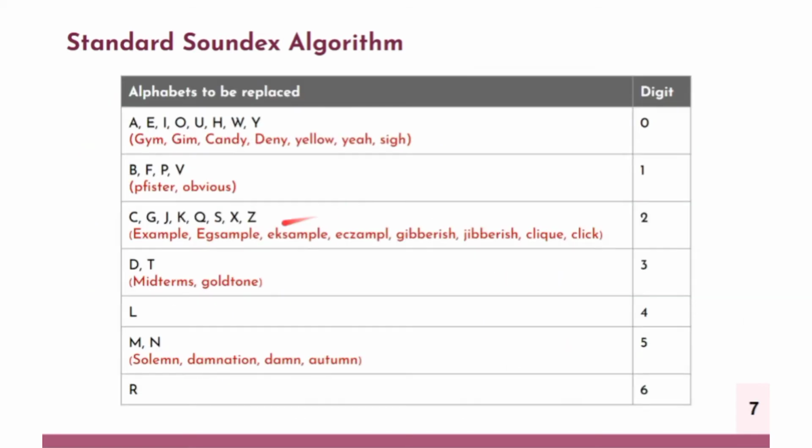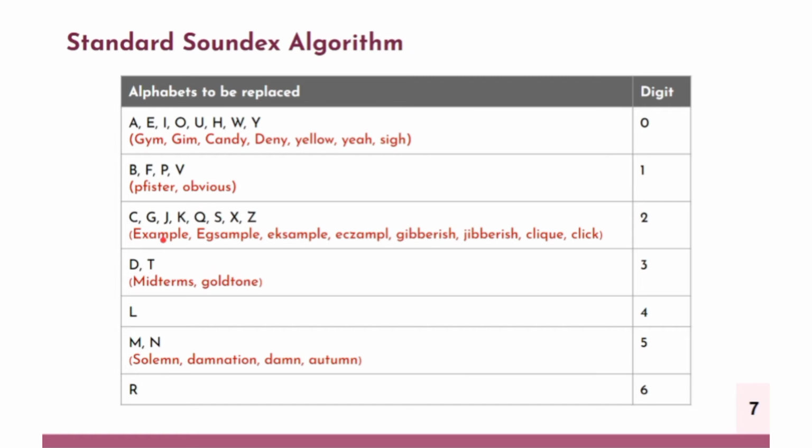Here I give you a few examples. Let's consider this category which consists of C, G, J, K, Q, S, X, Z, the gutturals and sibilants. If we consider these 4 words, E, X, A, M, P, L, E, example, example, example and example, all these almost sound the same. But look at the spellings over here.